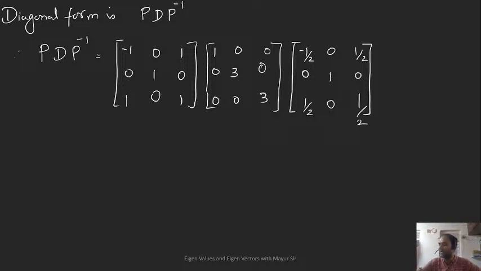I don't know, my calculator may have some mistake. Okay, fine. So let us multiply them. Check the multiplication. Do you get A again? Do you get the matrix A back?